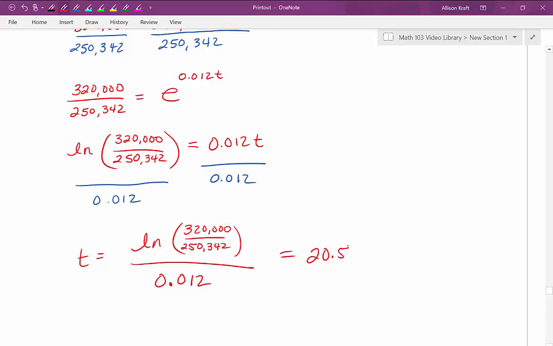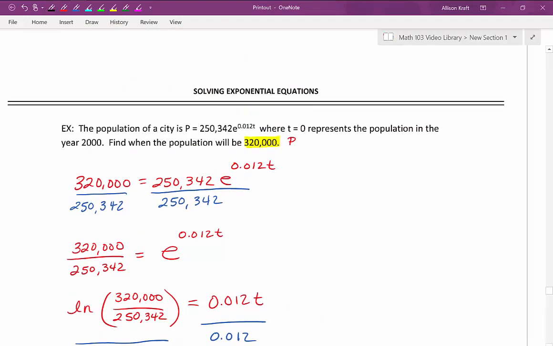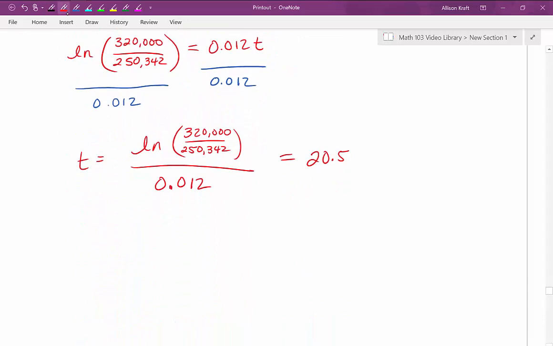Anytime we have an application problem, after you solve, you want to go back, reread the problem, and make sure you've answered the question. The question is, find when the population will be 320,000. To say 20.5 doesn't make sense when they're asking us when. They're asking us for a year. We know that t equals the number of years after 2000. So if we go 20 and a half years after the year 2000, we'll be in the year 2021. A common mistake is that students want to tell me the answer is the year 2020. It is the year 2021 because we've already gone 20 whole years and now we're pushing halfway into the next year, which would be 2021.